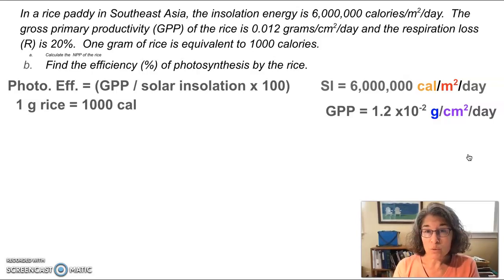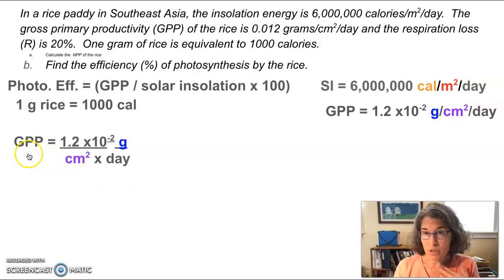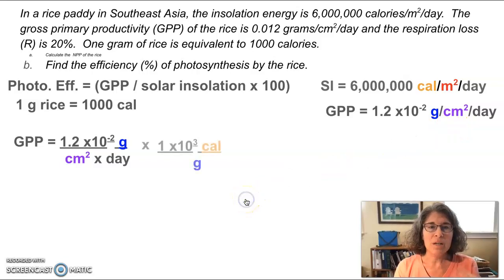So there are lots of ways that you can approach this. I'm going to show you one way to do this dimensional analysis. I'm going to choose gross primary productivity, and I'm going to convert from grams per centimeter squared per day into calories per meter squared per day. You could go the other way around, and you could convert solar insolation into grams per centimeter squared per day. Either approach would work.